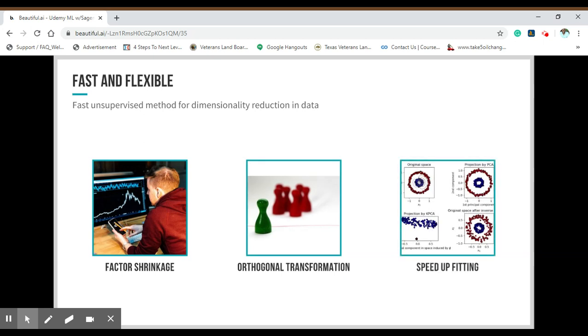Okay, so again, when it comes to principal component analysis, it's fast, really flexible. It's a factor shrinkage method, with orthogonal transformations, meaning the different features that are remaining are not correlated with each other. And you get speedups in terms of the amount of time that it takes to run your analysis and run your computation simply because you're doing it on a smaller number of features.